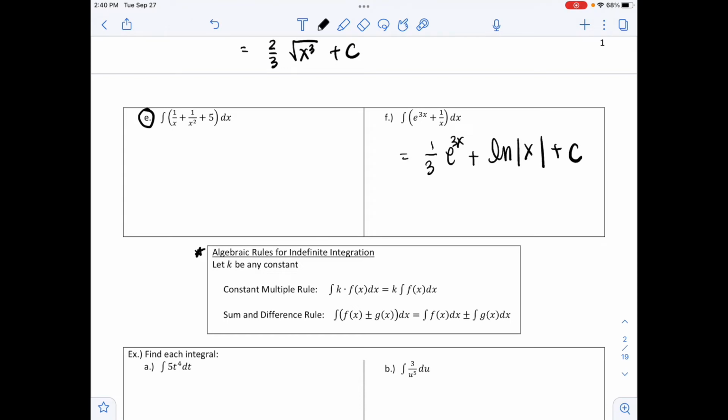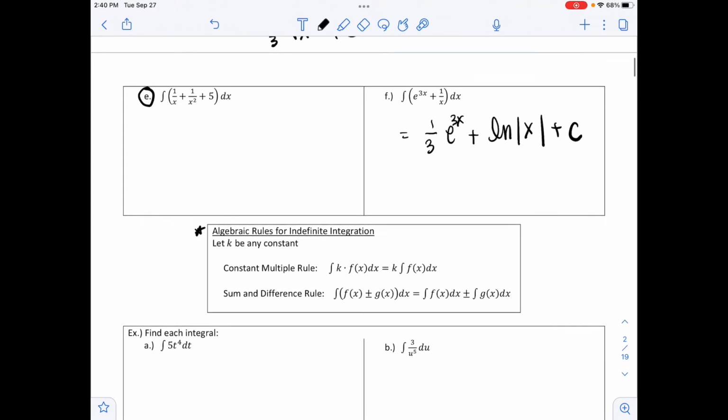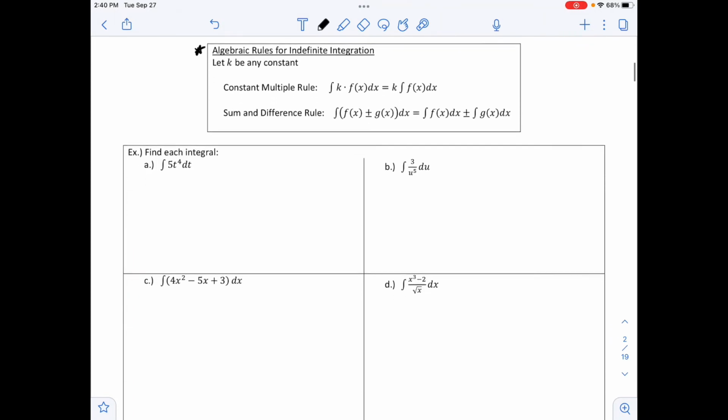Next thing down below is algebraic rules for indefinite integration. Let k be a constant. Then we have the constant multiple rule, which just says that if you're multiplying by a constant, you can pull that constant out in front, kind of like what we just did with taking derivatives. And then sum and difference is going to be taking the integral of each term individually. So we have some examples right below.